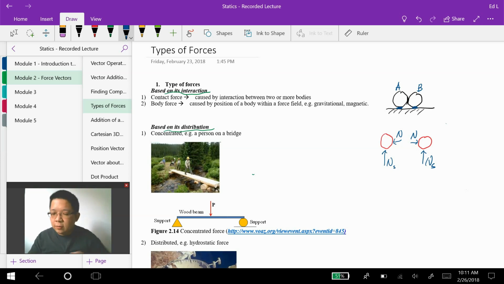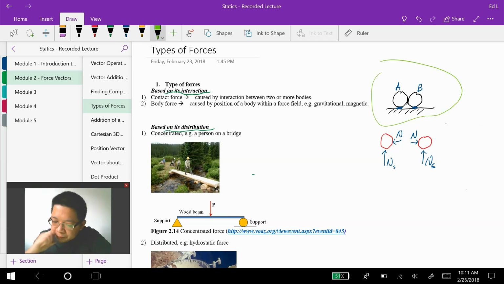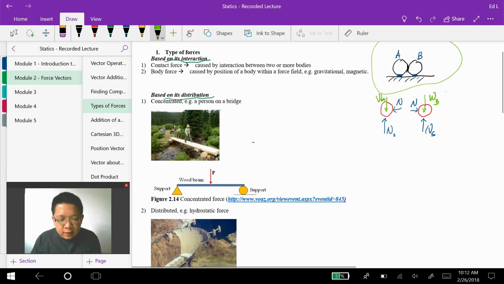If you consider the cylinder over here, located on Earth, there will be a force which is basically the weight of the cylinders. So those are the types of forces based on its interactions. And the second category is based on its distributions.